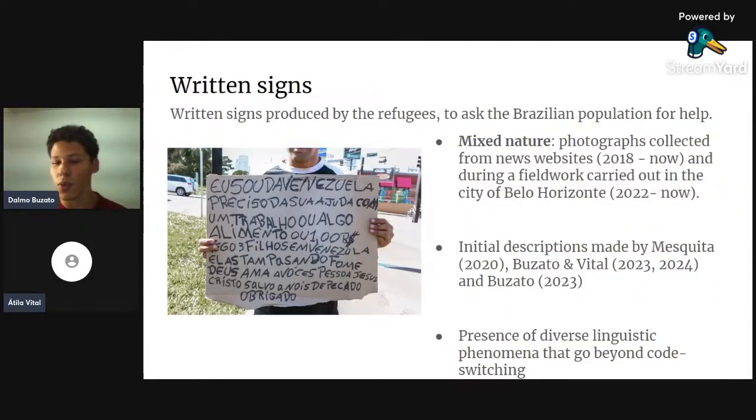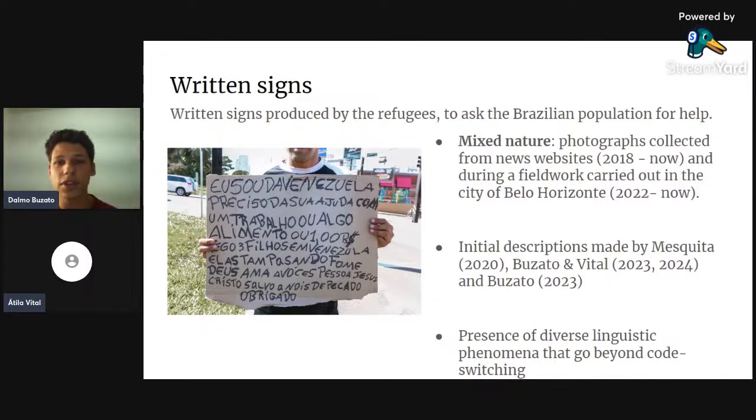The first thing we describe in our work is the written signs. They produced these signs asking the Brazilian population for help. So we have photographs of them since the year of 2018. Most of them are from newspapers, websites, and journalistic texts. But we also have field work carried out in the city of Belo Horizonte since the year of 2022, where we collected these photographs.